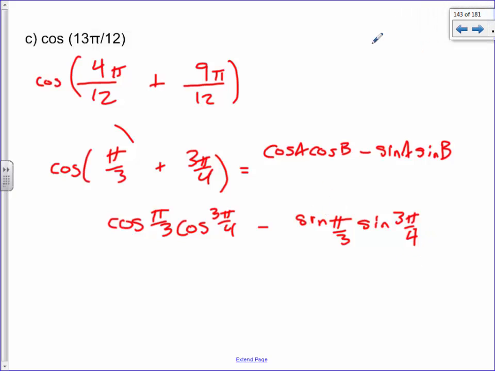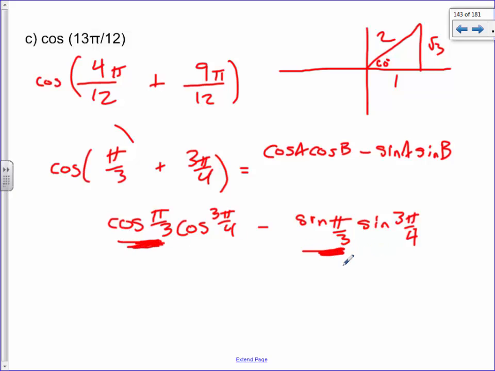Now we need to draw out a couple of angles. I'm going to do the pi over 3 one first, because pi over 3 is a little easier. Pi over 3 is 60 degrees, which is this 1, 2, root 3 triangle. So I need to use that for this one here and for this one here. I'll do those in red, and then I'll do something else in another color later.